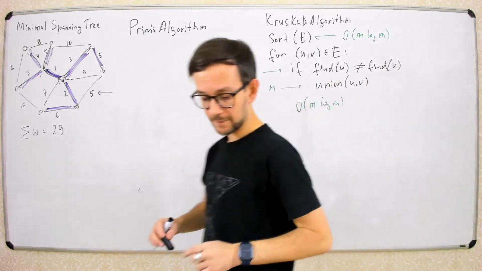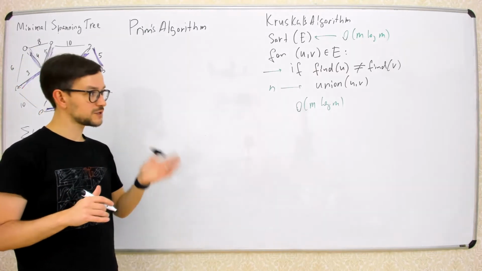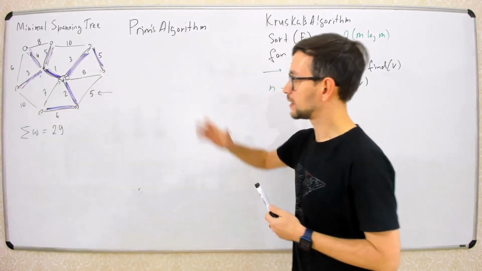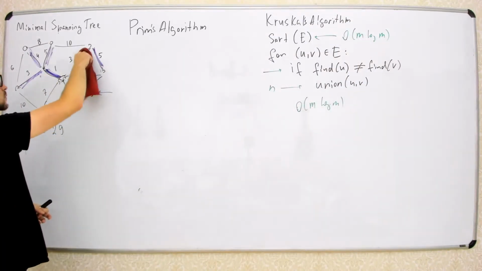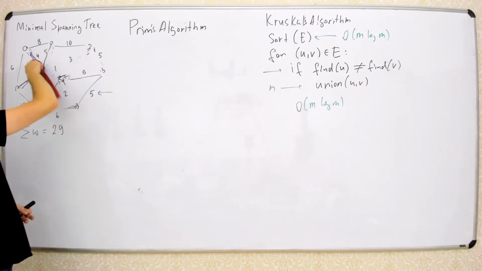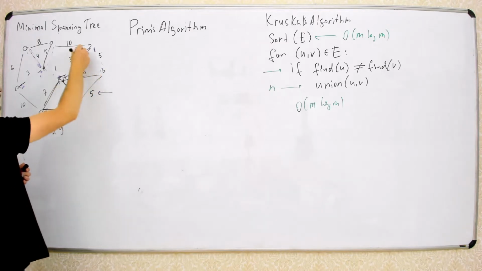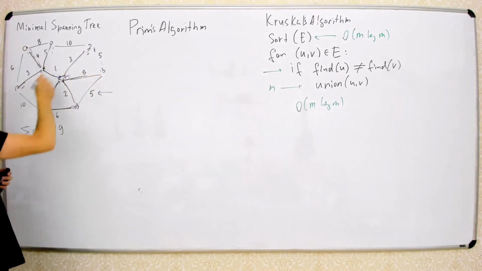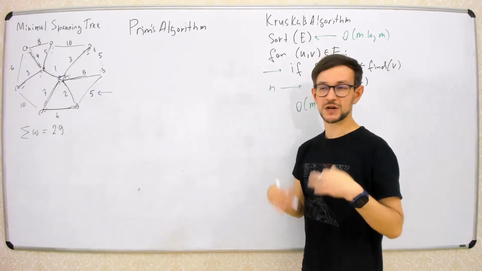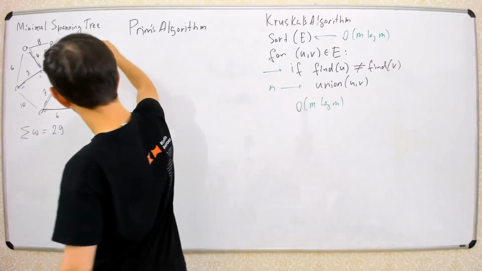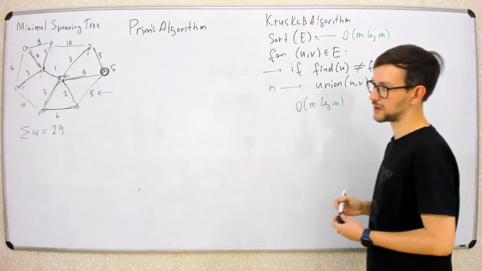Now, the algorithm. Let's use the same idea, but differently. So again, let's look at this graph. Now, let's take any node of this graph and call this node a starting node. For example, let's take this node and say this node is the starting node of the algorithm.